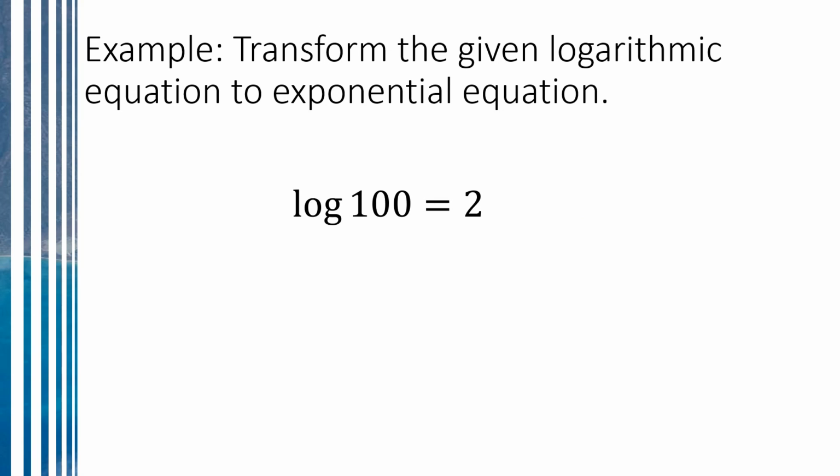Transform the given logarithmic equation to exponential equation. The logarithm of 100 equals 2. Okay, this can be transformed as 10 raised to 2 equals 100, because since this has no subscript, therefore this is automatically base 10.